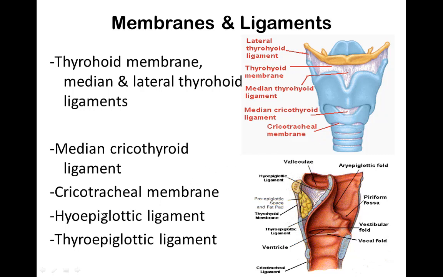We have the hyoepiglottic ligament from the hyoid bone. This is the hyoid bone to the epiglottis. So this is the hyoepiglottic ligament. This is the epiglottis, and the thyroepiglottic ligament is from the thyroid cartilage to the epiglottis. So this is the thyroepiglottic ligament.